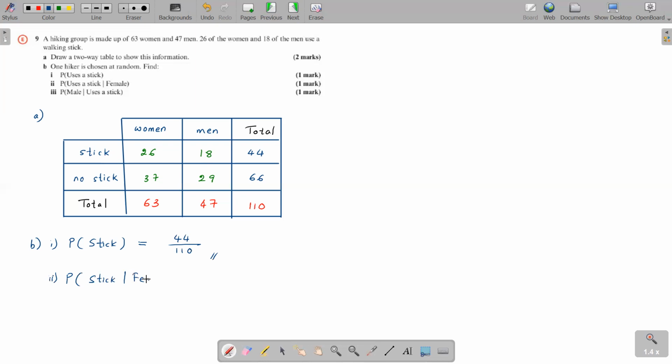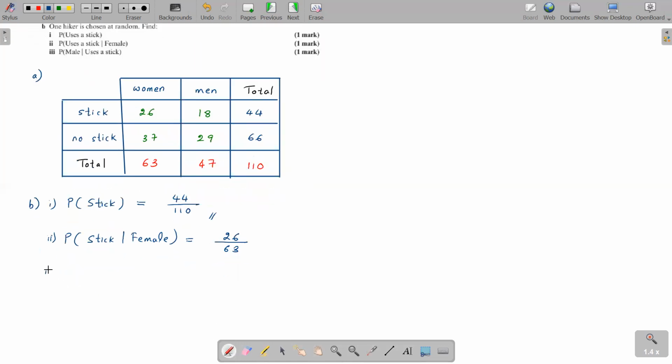Okay. Roman number 2, probability uses a stick given female. Okay, so this is conditional probability. So now we have to consider the given part, that is female. So you take all the females. How many females are there? How many women are there? Total women or total females, we have 63. So out of the group of 63, from the female group, okay, given that it's female, how many are there who use a stick? So from the female group, 26 use a walking stick. Okay, from the women, that's 26.